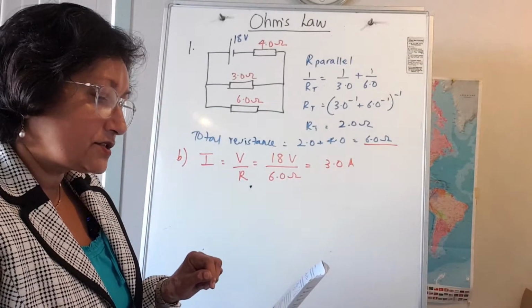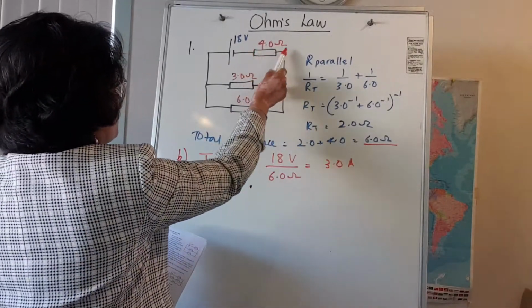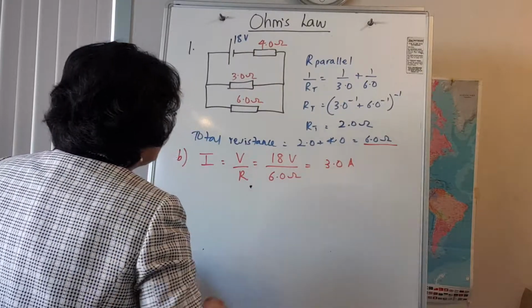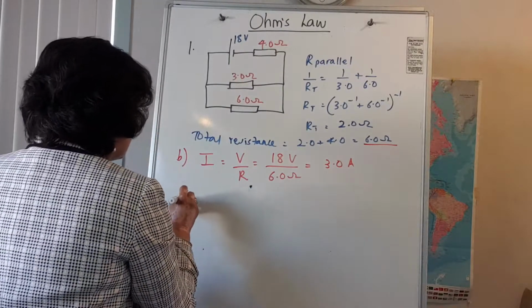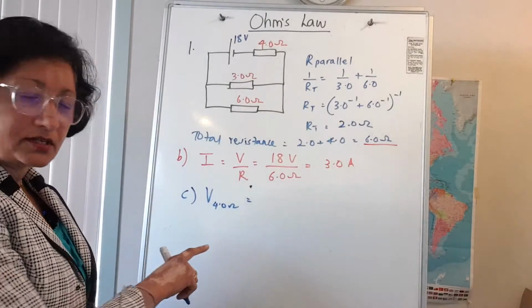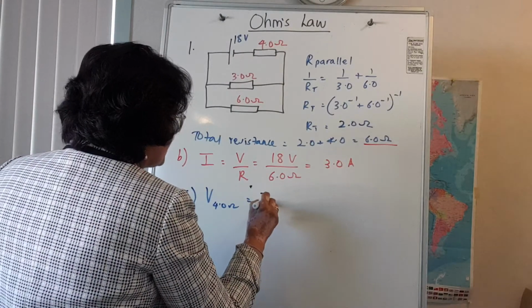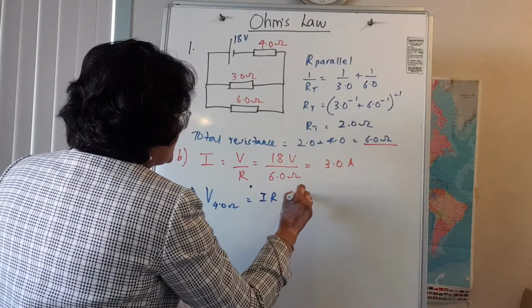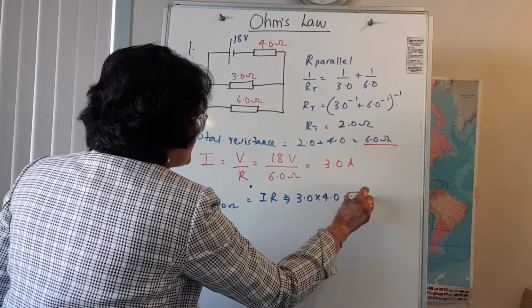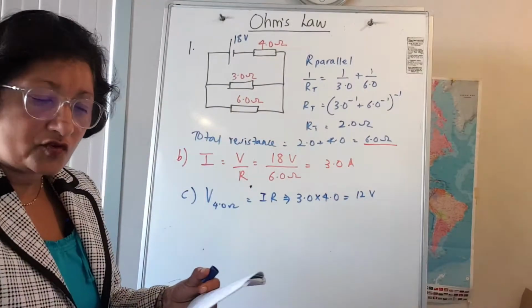Now use the current through the 4 ohm resistor to calculate the voltage across this. So all the current goes through that one. So the answer to that is voltage across the 4 ohm resistor. I've just put a 4 there so you know which one you're talking about. So voltage is current times resistance. Your current is 3 amps, resistance is 4 ohms. So 3 times 4 is 12. So that uses up 12 volts of the 18 volts.